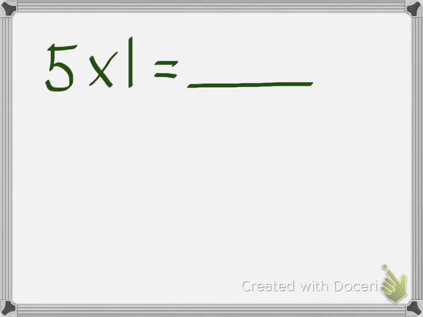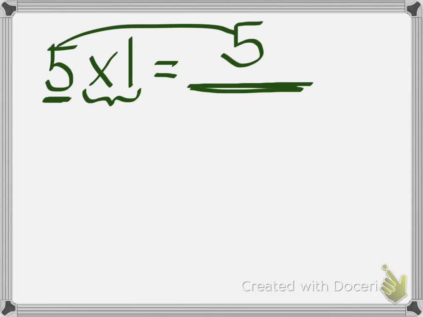5 times 1. What does 5 times 1 equal? This should be pretty automatic by now. It's 5. 5 times 1 equals 5. We take a number, we multiply it by 1, and lo and behold, we get the exact same number.